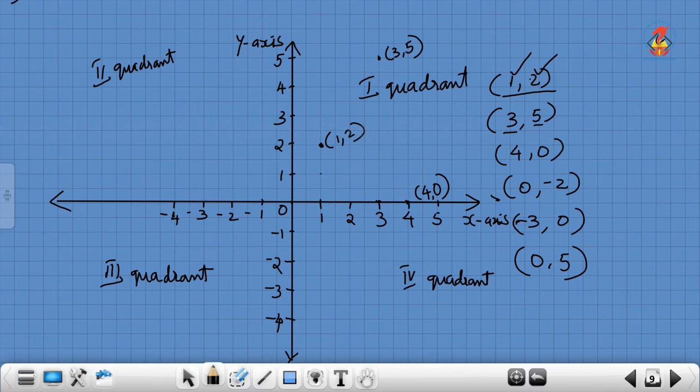Next is 0, negative 2. 0 is there. Negative 2 means this is a negative sign, so not upwards but moving downwards. This point is 0, negative 2. Next, negative 3, 0. This is negative 3, and 0 means we stay at the same point, so negative 3, 0. Next, 0, 5. This is 0, and this is 5.